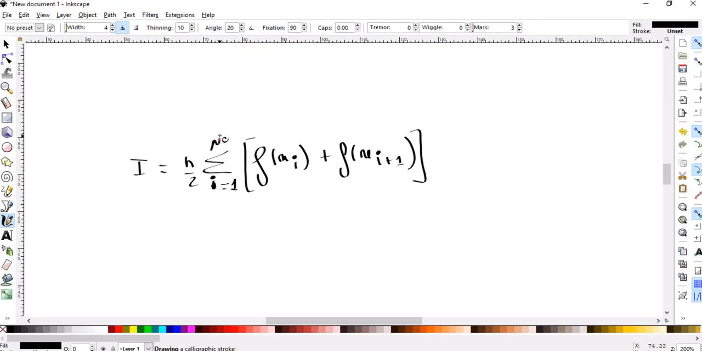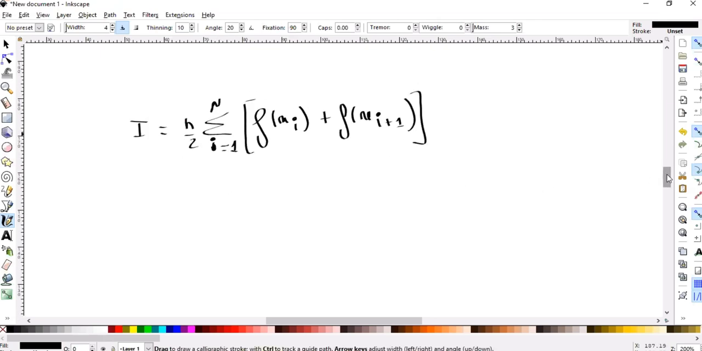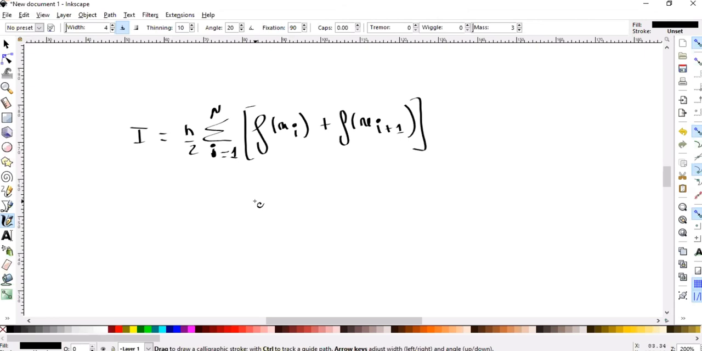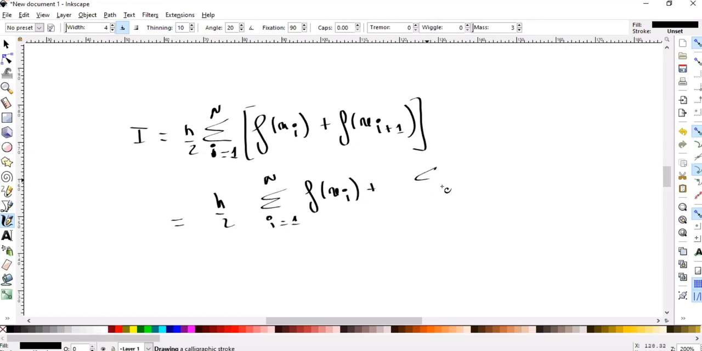So the sum i equals 1 till n of f of xi plus f of xi plus 1. All right. So this is now, if I want the sum of f of xi, I can write it like this: f of xi plus the sum i equals 1 till n.